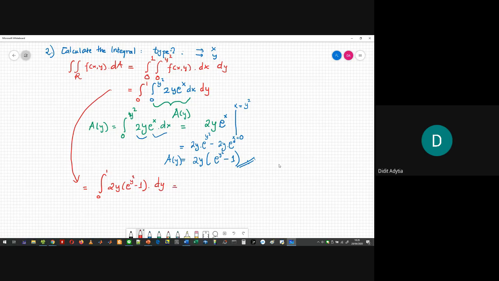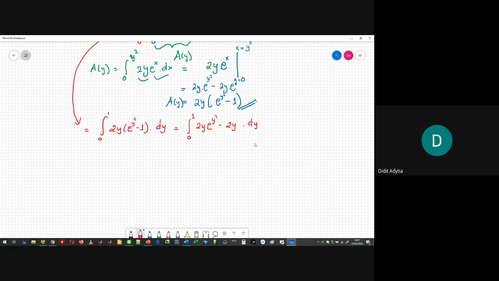Now, we integrate. So, this is 2y e to the power of y square. I hope you still remember how to do it. Okay, and then this is from 0 to 1. Now, how do we integrate this one? What is the result of this integration? What is the integration with respect to this one? How do we do it?